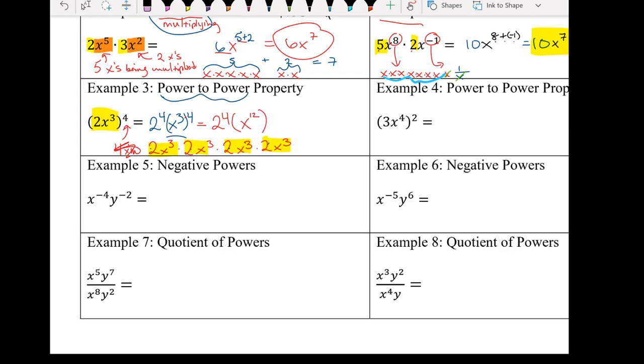Multiplying them makes sense here because we had 1, 2, 3, 4 groups of 3 x's. So in total, we had 12 x's. You could also think about adding them 4 times, like 3 plus 3 plus 3 plus 3. But basically, in short, when we have a power to a power, we multiply exponents.